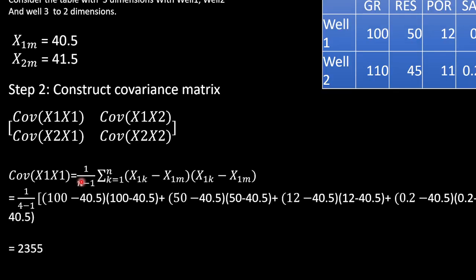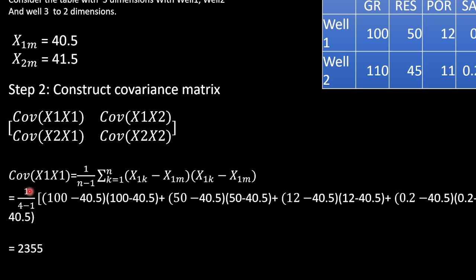Let us go and construct the second step. You have x1m as 40.5 and x2m as 41.5. For constructing the covariance matrix, you need covariance of x1 x1. x1 is all the points which belong to well 1, and x2 means all the points which belong to well 2. To construct the covariance matrix, you use this formula: covariance of x1 x1, covariance of x1 x2, covariance of x2 x1, covariance of x2 x2.